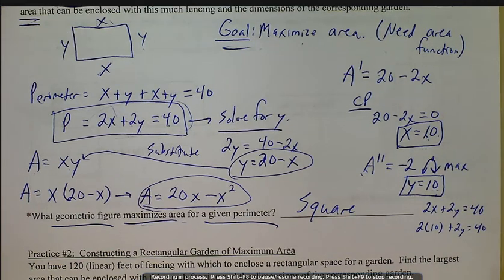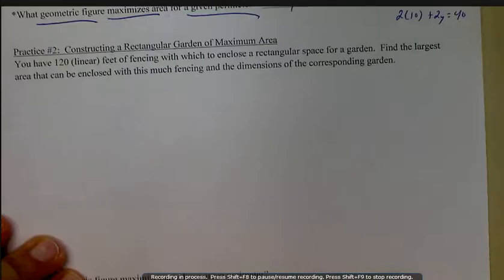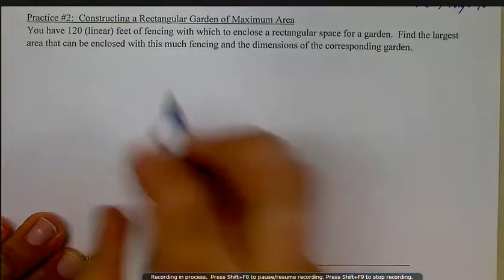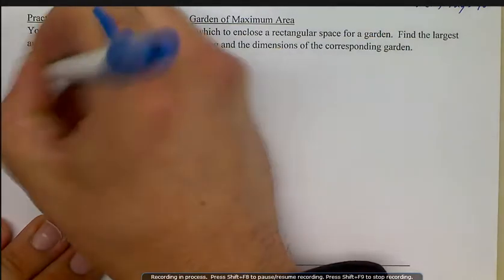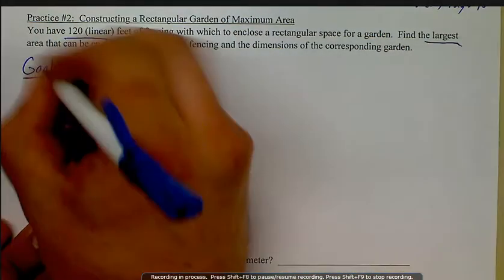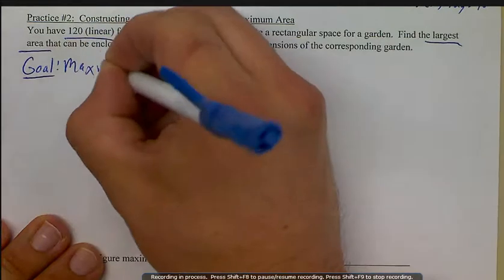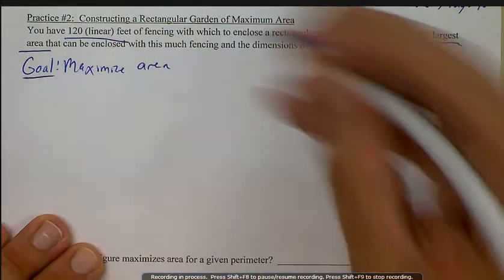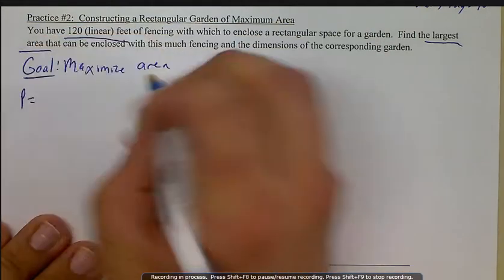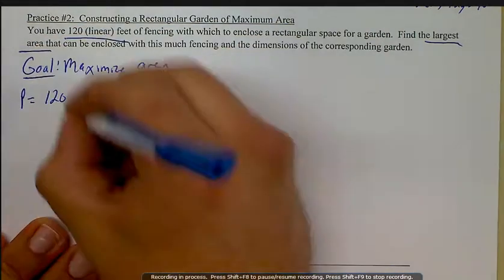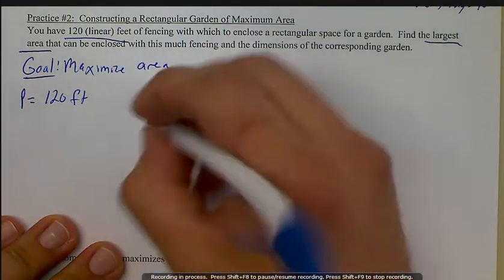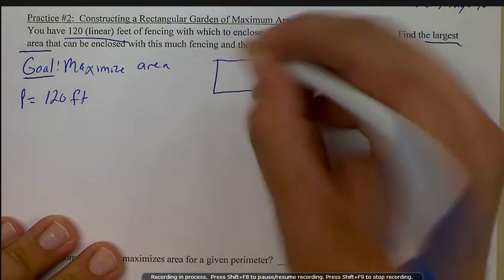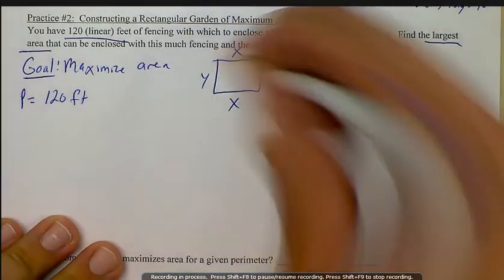Okay, take a look at the second one. Again, same kind of problem. Our goal is the largest area, and I'm given the perimeter is 120 feet. So I brought my units up top, feet as well. I'm going to draw my picture. Here's my garden. So perimeter is also 2x plus 2y.